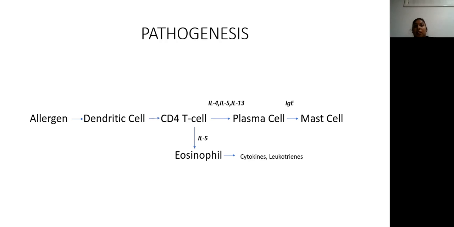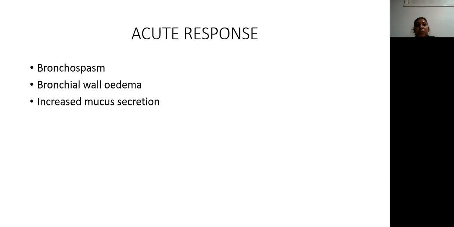Thus, exposure to environmental allergen leads to activation of T helper cells, eosinophils, plasma cells, and mast cells, with the end result being release of pro-allergic and pro-inflammatory compounds: histamine, leukotrienes, cytokines, and prostaglandin D2, according to Jordan Kraft 2019. The immediate acute response to the chemical mediators is a combination of bronchospasm, bronchial wall edema, and increased mucus secretion, according to Jordan Kraft 2019.